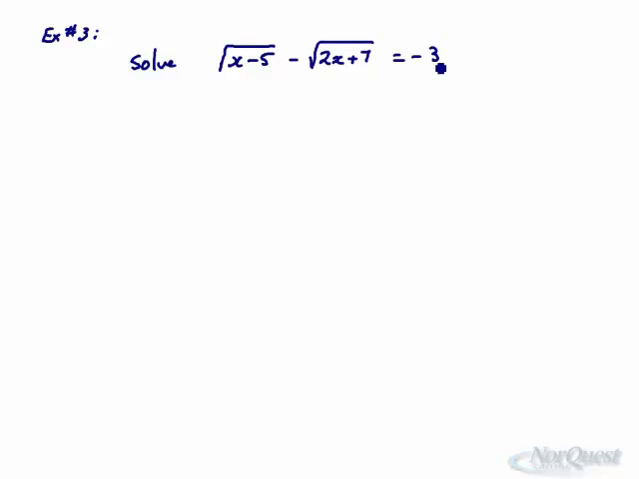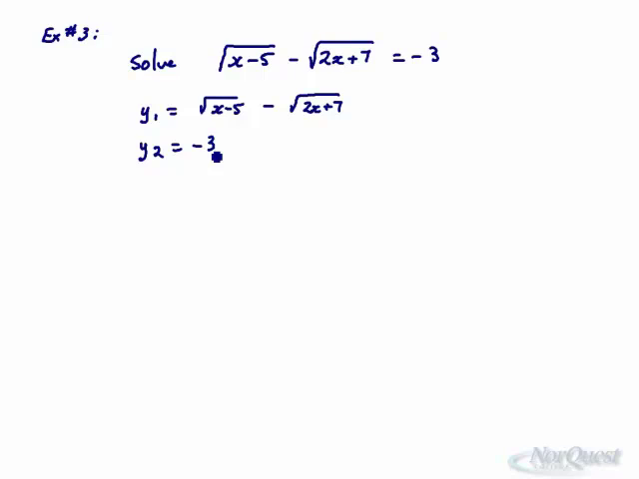Rather than setting to 0 as in example 3, I'm going to keep the left side and right side separate. So in equation 1, I'm going to enter square root of x minus 5, subtract square root of 2x plus 7. Equation 2, I'm going to enter y equals negative 3. It will give me the same solutions as what I did in example 2, but I'm actually chasing something different this time. I'm not going to find zeros, I'm going to find intersections.